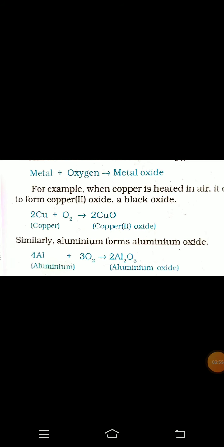Here you can see both the examples with their chemical equations. 2Cu, that is copper, plus O2, oxygen, gives us 2CuO, that is copper oxide. Example of aluminium, 4Al, that is aluminium, plus 3O2, oxygen, gives 2Al2O3, that is aluminium oxide.